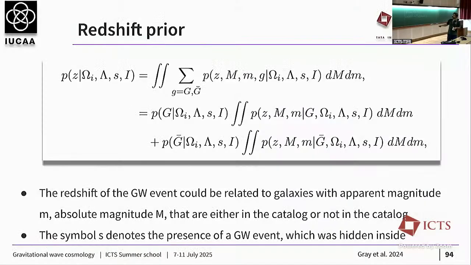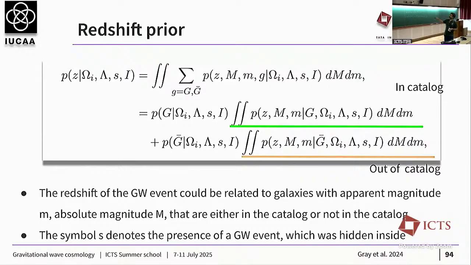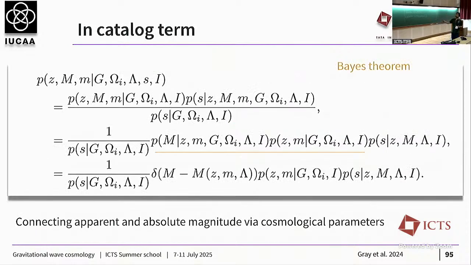Okay. So now we have these two different terms. One is this integral and another one is this integral. So we can work them out separately. One is an in-catalog term, where the galaxy is within the catalog, and the other is where the galaxy is outside of the catalog. So let's look at the in-catalog term. The in-catalog term had redshift, the absolute magnitude, and the apparent magnitude, so the luminosity and the flux, and the redshift of the event, given that your object is in the catalog and all this information, that it is in a particular pixel.